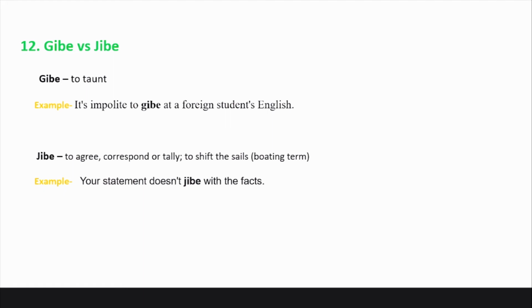Let's look at a 12th pair, gibe and jibe. Gibe, meaning to taunt. Let's look at the example. It's impolite to gibe at a foreign student's English. Jibe, meaning to agree, correspond or tally, or to shift the sails in the voting term. Let's look at the example. Your statement doesn't jibe with the facts.